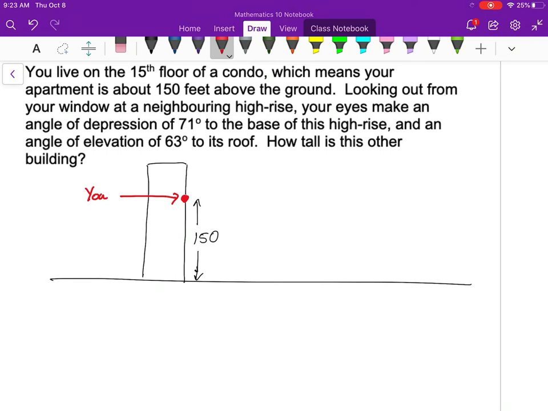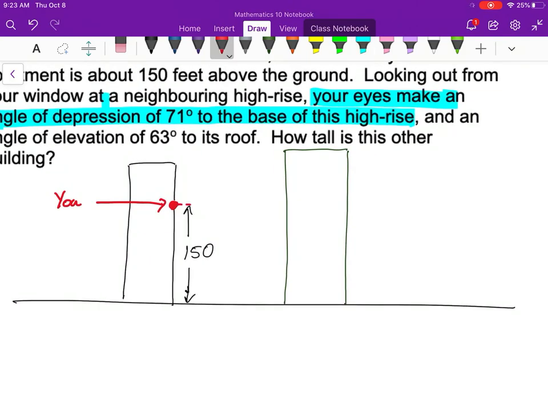Okay, you're looking out towards another tower. So I'll draw another tower here. So this tower, it says, that first line, looking out from your window, your eyes making an angle of depression of 71 degrees to the base of the high-rise. So what does that mean? Well, that means looking out from your window at the other high-rise, your eyes making an angle of depression of 71 degrees to the base of the high-rise. The base is down here to the bottom. So that line I just drew in red, that's how far you're looking down.